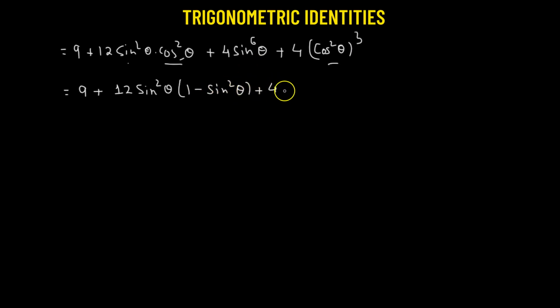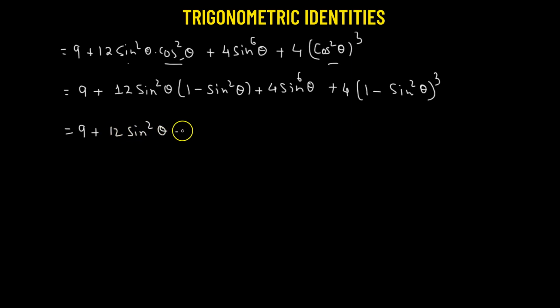Then the next term, that's fine, we're going to keep it in terms of sine. We have 4 times sine theta whole raised to the power of 6 plus 4 times, now we're going to replace cosine squared theta with (1 minus sine squared theta) whole cube. So this is going to give us 9 plus 12 sine squared theta minus 12 times sine theta whole raised to the power of 4 plus 4 times sine theta whole raised to the power of 6 plus 4.